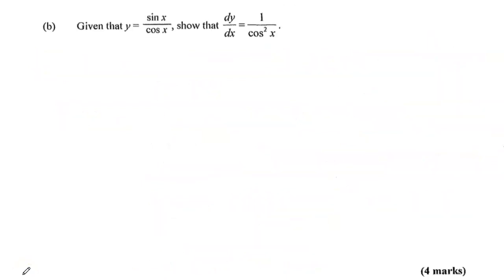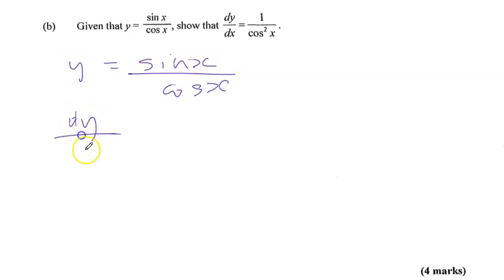Part B, given that y equals sin x over cos x, show that dy by dx is 1 over cos square x. Alright, so y equals sin x over cos x. We're going to differentiate by using the quotient rule. So the quotient rule says differentiate the numerator. So differentiate sine, you get cos. Then times it by the denominator, so it's cos times the denominator, which is cos. So cos times cos, that's cos squared.